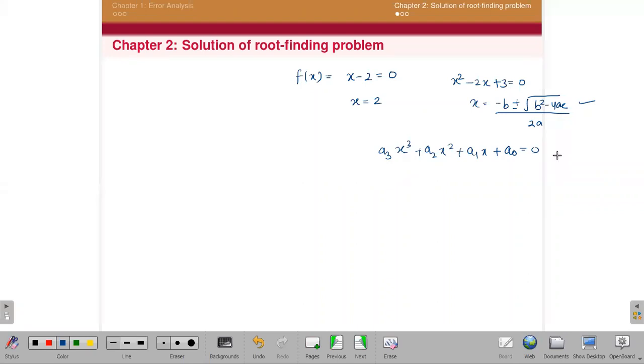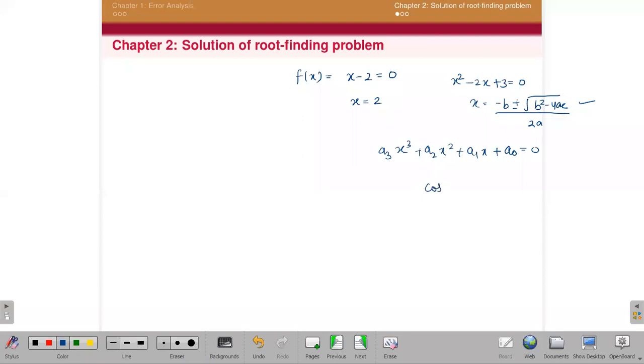Then again you will use the analytic formula, and you will get the 3 roots for this cubic equation. A similar method works for 4th degree, 5th degree, and 6th degree equations also. There is no particular analytic formula which gives you the roots for higher degree equations. Or if you have a transcendental equation, which involves trigonometric, exponential or logarithmic functions, there is no method to find the root of that type of problem.